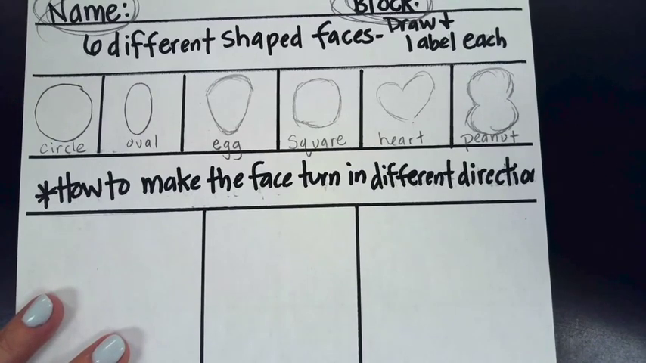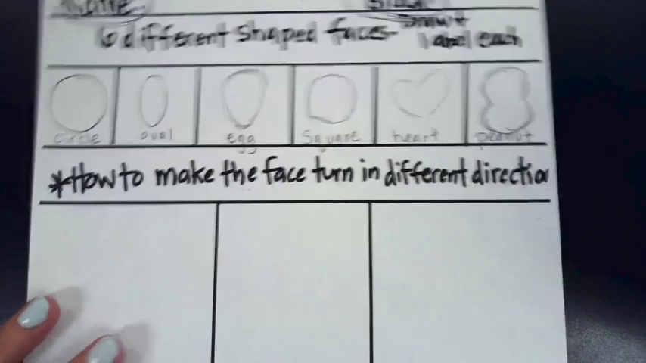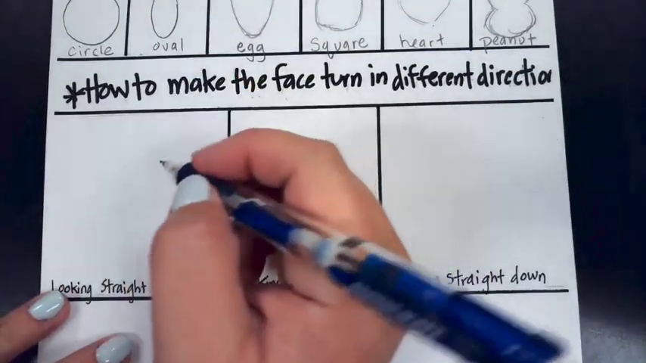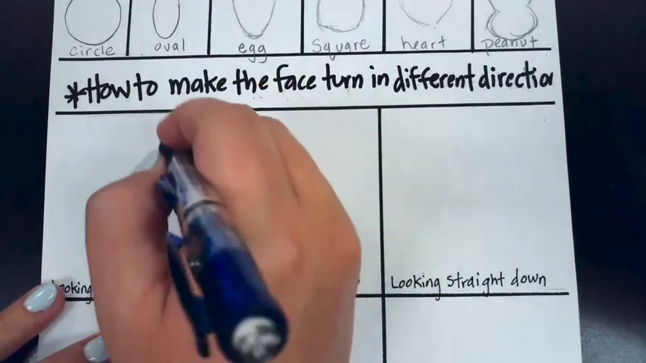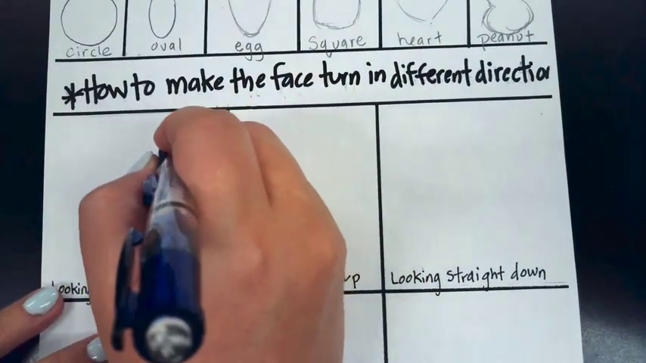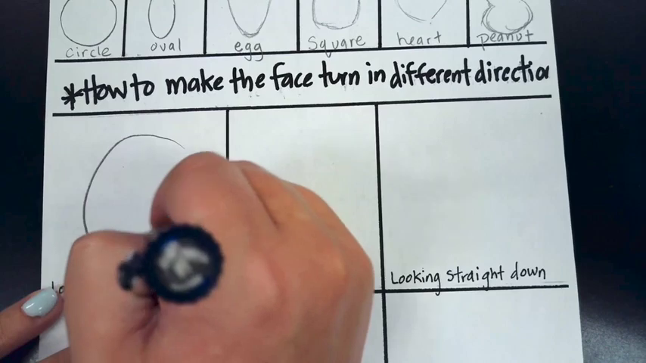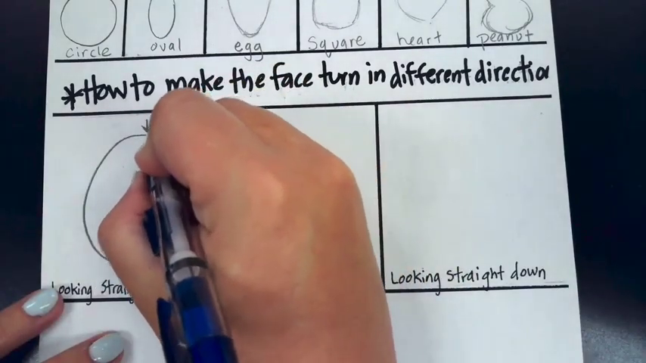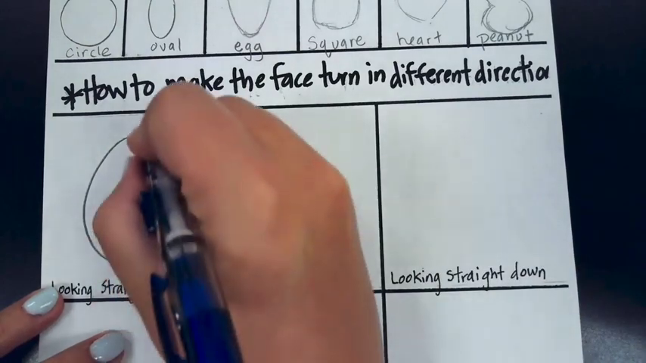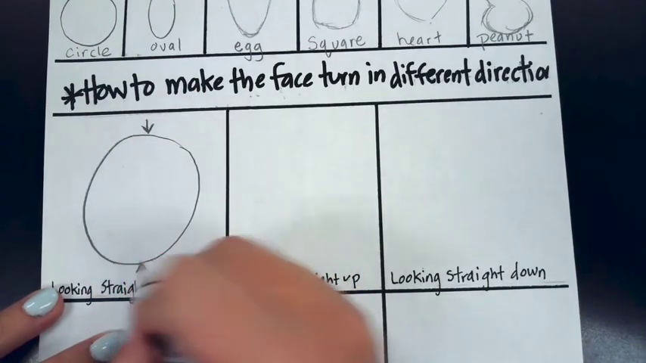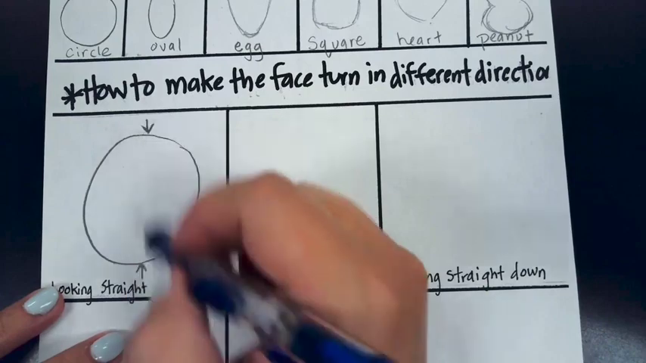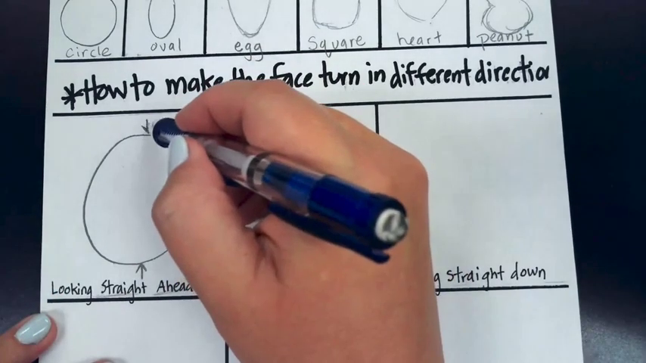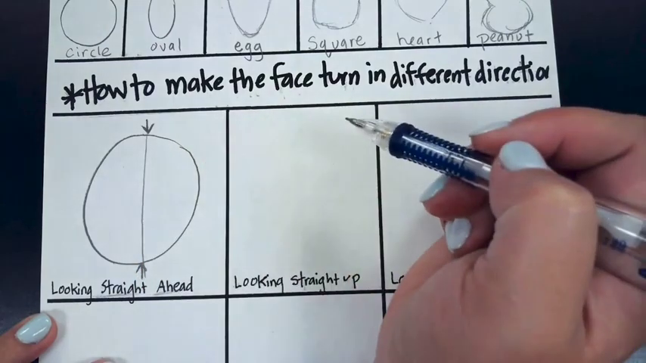Now we're going to look at how to make the face turn in different directions, and we're going to make this little character whose name is Mr. Ollie. And so we're just going to use that circle because it's easy and it doesn't have to be perfect. So we're going to first draw a big circle in our box. And then we're going to take the top of the circle, the very middle of the top, and right across from that, the middle of the bottom, and we're going to put a little arrow on both sides of those. And since our character is looking straight ahead, we're just going to connect those arrows with a straight line.